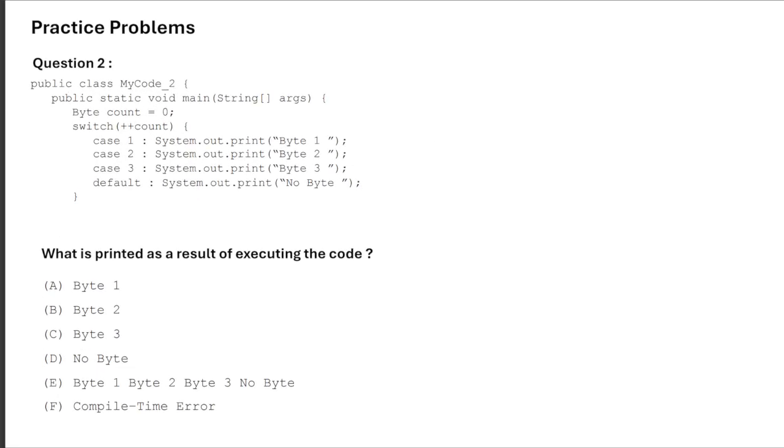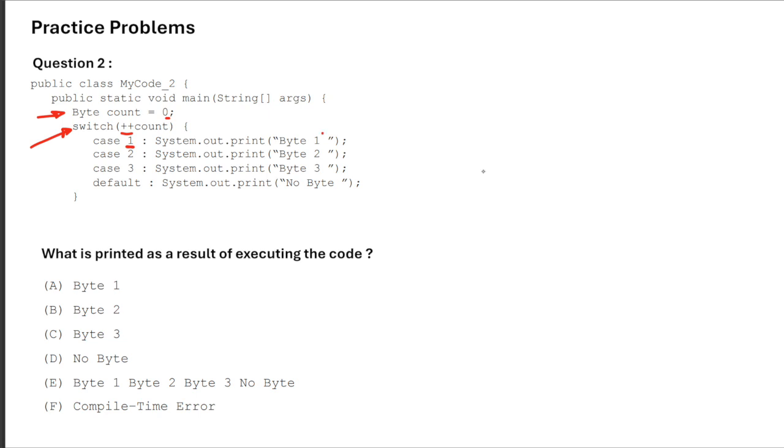Practice problem number 2. Read through it, evaluate it, submit your answer, and then watch the solution. So we see that this is a type byte of a wrapper class. That's fine. It's not set to null, so there will be no runtime error. It is set to 0. We go into the switch statement, and the double plus says to update the count variable first, then compare it to everything else. So now count goes from 0 to 1, and we say case 1 is true.